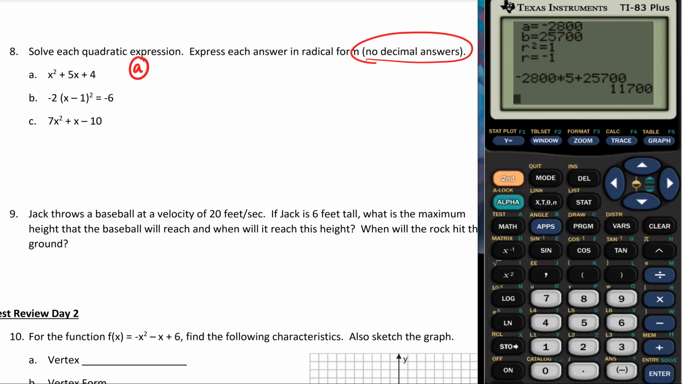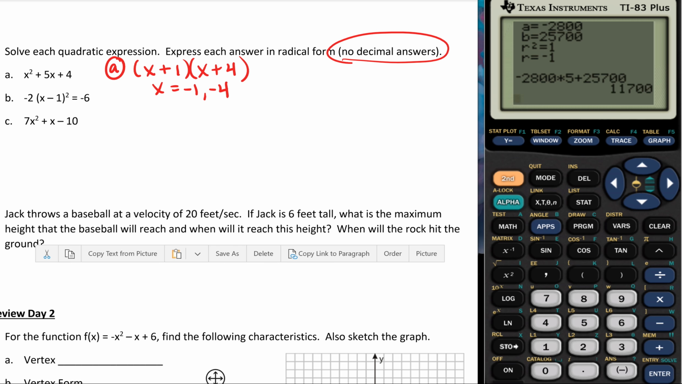Well, I'm going to look at it. I have a 4 and a 5. So what times what gives me 4 but adds to be a 5? Well, I should know by now. My value should be x plus 1, x plus 4, because they multiply to be 4 and add to be 5. So if I were to solve them, I get x equals negative 1 and negative 4.